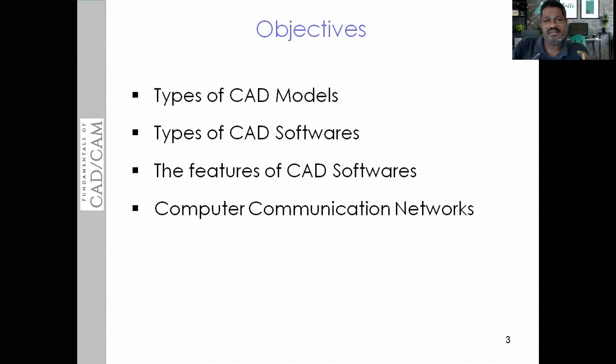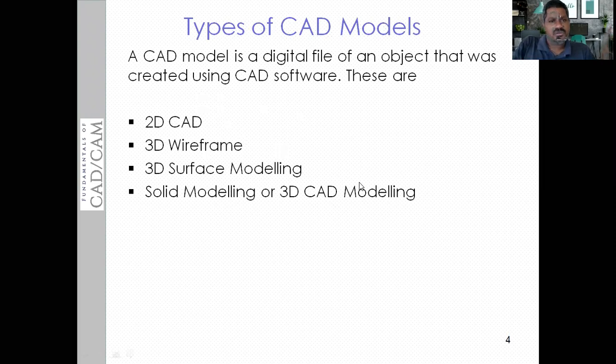After discussing the different types of CAD models, I will move forward to discuss the different CAD software. Then finally, I will also discuss the features of the CAD software. Computer communication networks I don't think I'm going to cover in this session because the time is very limited. I will discuss computer communication networks in the next session. So in this session, we will discuss the types of CAD software, the types of CAD models, then the features of the CAD software.